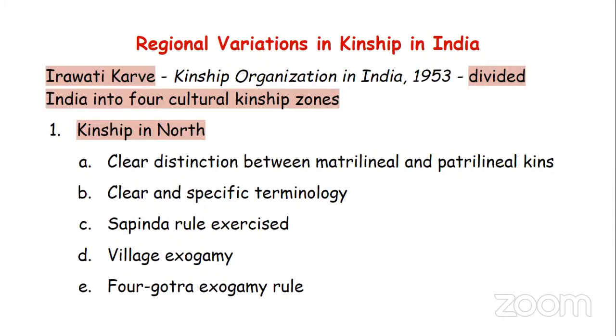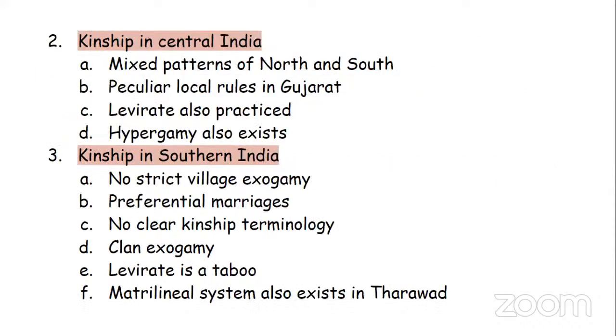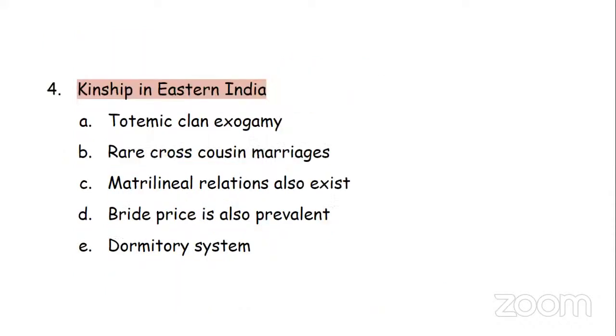Then let's move to our next concept, which is regional variations of kinship in India. So Irawati Karve divided India into 4 cultural kinship zones based on different kinship patterns. She proposed this classification in her book Kinship Organization in India, which got published in 1943. So she classified India into 4 cultural kinship zones: kinship in north, kinship in central India, kinship in southern India, and kinship in eastern India.